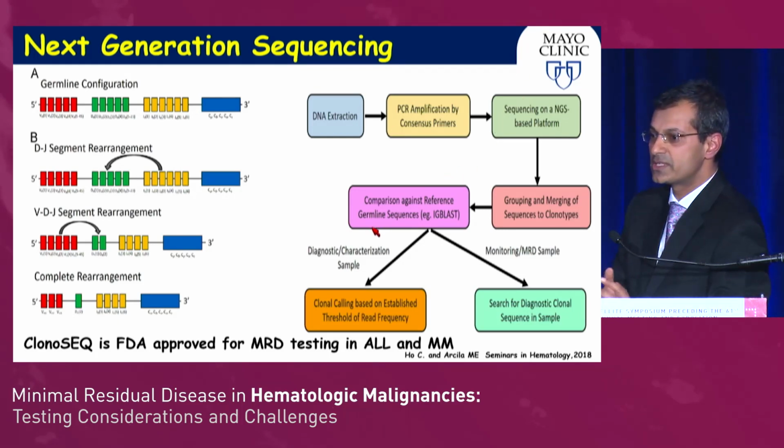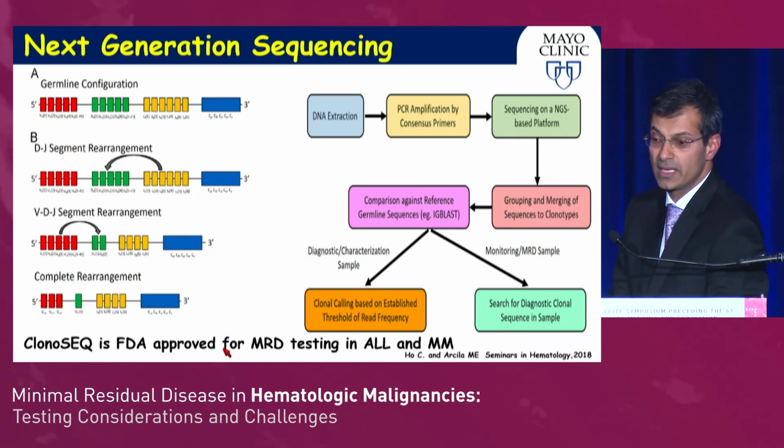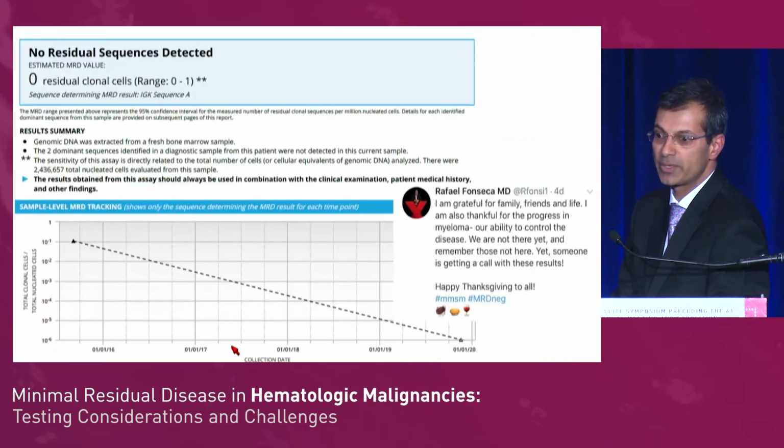Ultimately, identical sequences are grouped together, and based on the clonotype frequency compared to the reference germline sequencing, which is available, clonotypes are detected in the patient's diagnostic sample, and subsequently these very clonotypes are used to monitor the disease over time after the patients have received therapy. Mind you, the clonoSEQ assay is actually FDA approved for MRD testing, both in ALL as well as multiple myeloma.